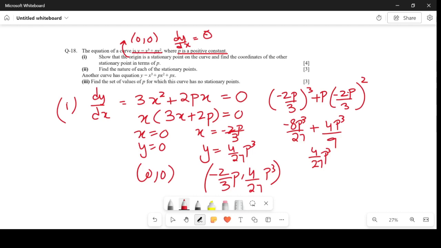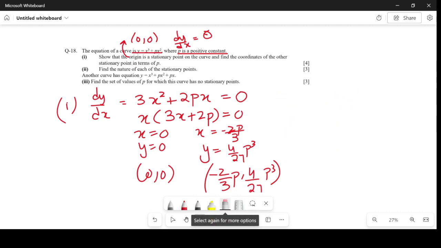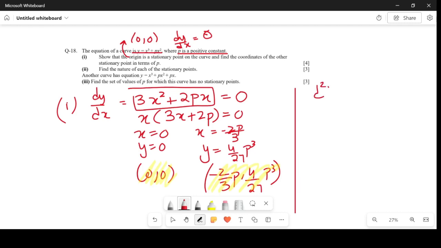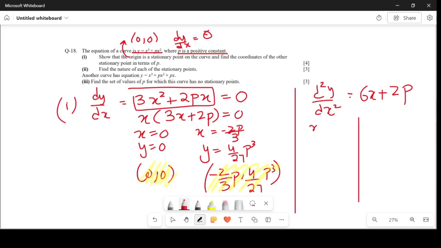All right, moving on to part 2. Find the nature of each of the stationary points. For the nature of stationary points, we have to tell if this is a maximum or minimum. We already have the first derivative. Let's differentiate again. d squared y upon dx squared would be 6x plus 2p. Now we have two values of x. When x is 0, the second derivative comes to be 2p, and we already know that p is a positive constant, so this is bigger than 0. So (0, 0) is a minimum.